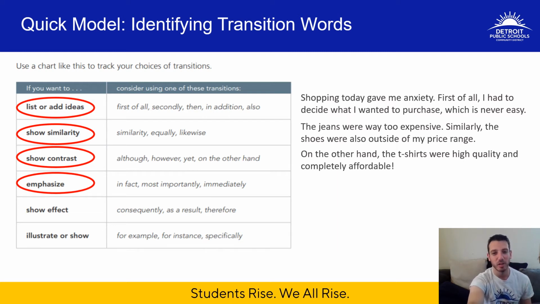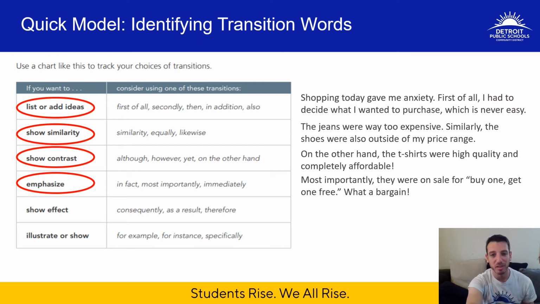The fourth category is emphasize. This is basically when you're really trying to show the importance, or the most important idea behind what you said. So you're really trying to drive home your point. Some examples here are in fact, most importantly, and immediately. So my example here is most importantly, they were on sale for buy one, get one free. What a bargain. So I talked about how the shirts were really affordable, but I had to tell you that most importantly was the fact that they were buy one, get one free. That's such a bargain because I'm basically getting a t-shirt for free.